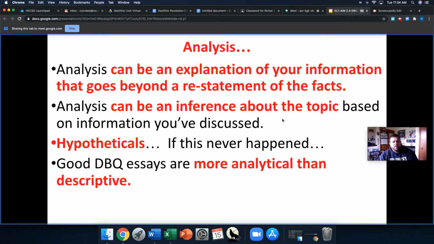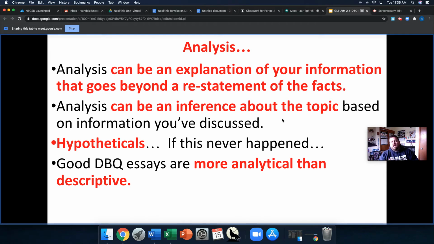Analysis also might be hypotheticals. So we might say, if this never happened. So for example, if we know that the dinosaurs were wiped out as a result of an asteroid hitting Earth, or we'll just use this fictional thing, although maybe not fictional, analysis might be like, if this asteroid never hit Earth, then dinosaurs may be still roaming the Earth. So that's kind of analysis at its most basic form, but you see what I'm doing here. I'm saying if this never happened. So I'm drawing an inference based on things that we know about the topic.